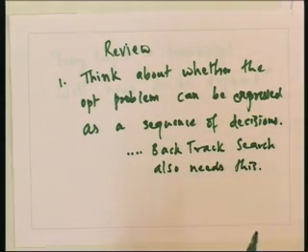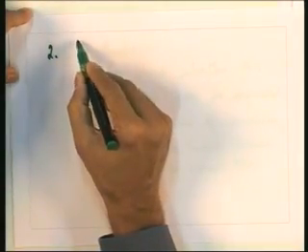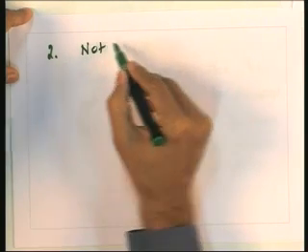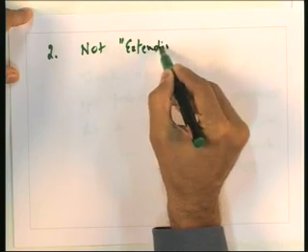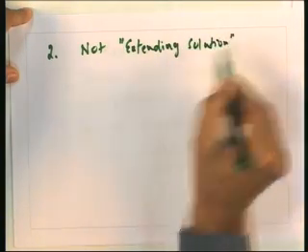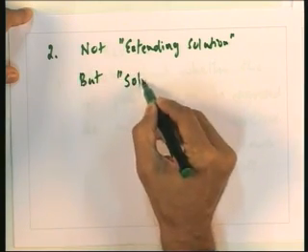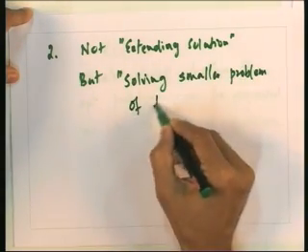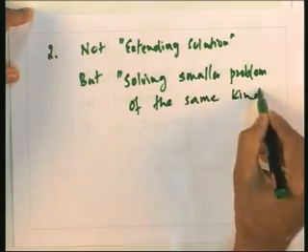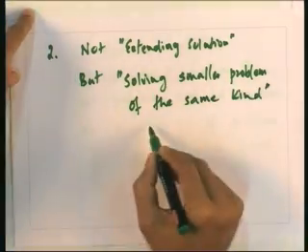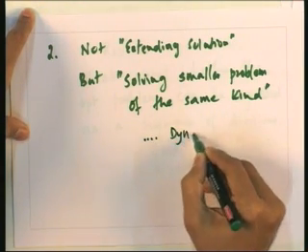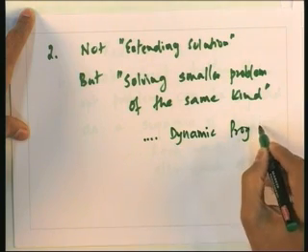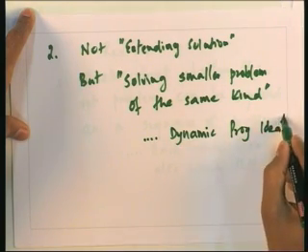But beyond that, in dynamic programming, we do something more. What we do more in dynamic programming is that rather than think of extending a solution, okay, so do not think of extending a solution, but think of solving a smaller problem of the same kind. That is the important dynamic programming step, dynamic programming idea. Let me say this is the first dynamic programming idea.